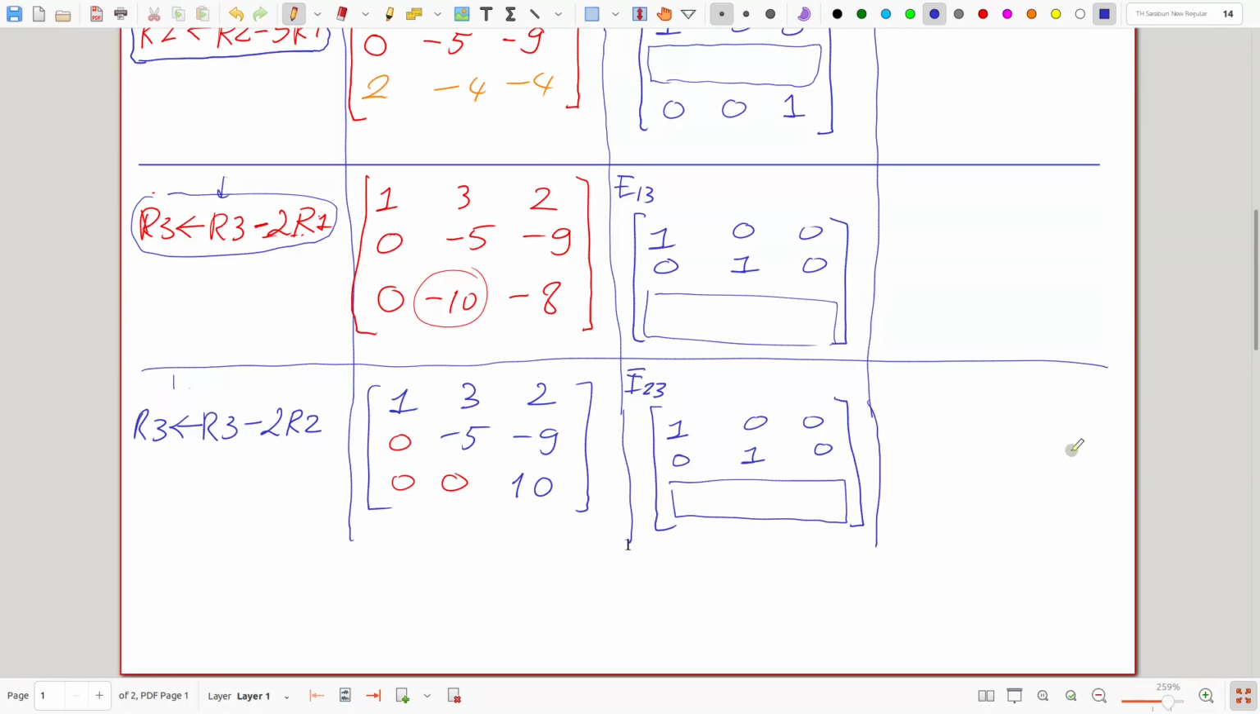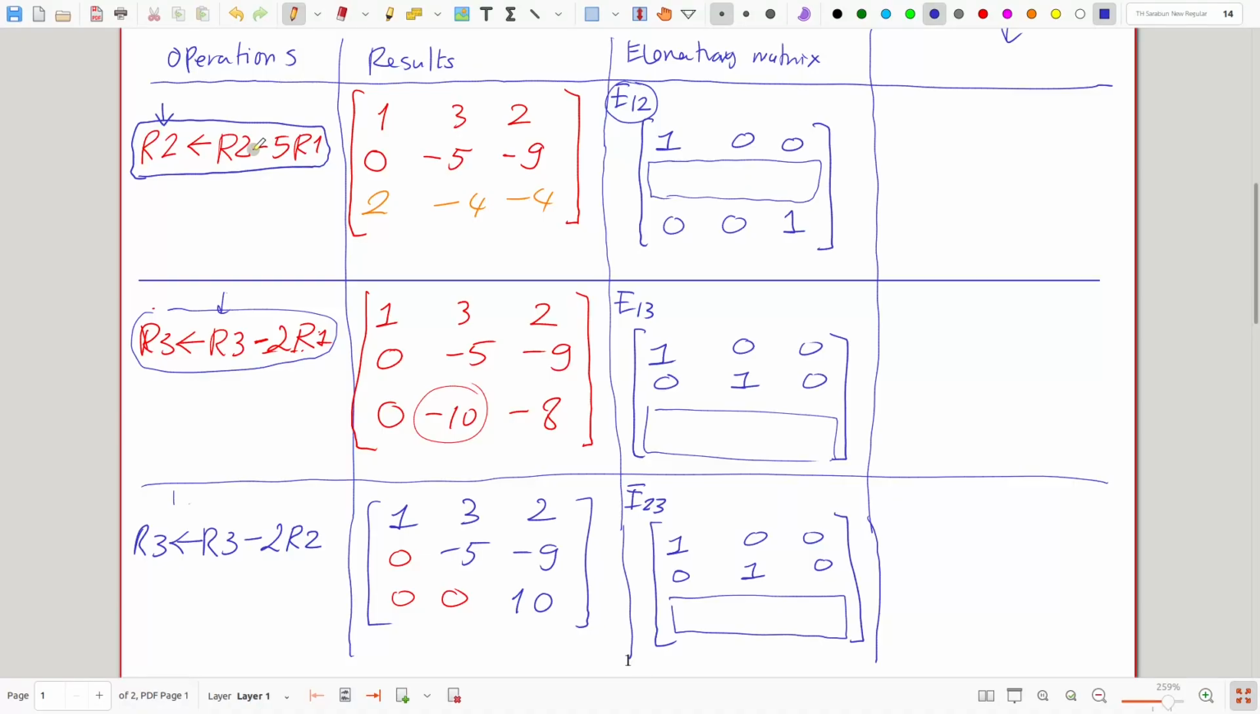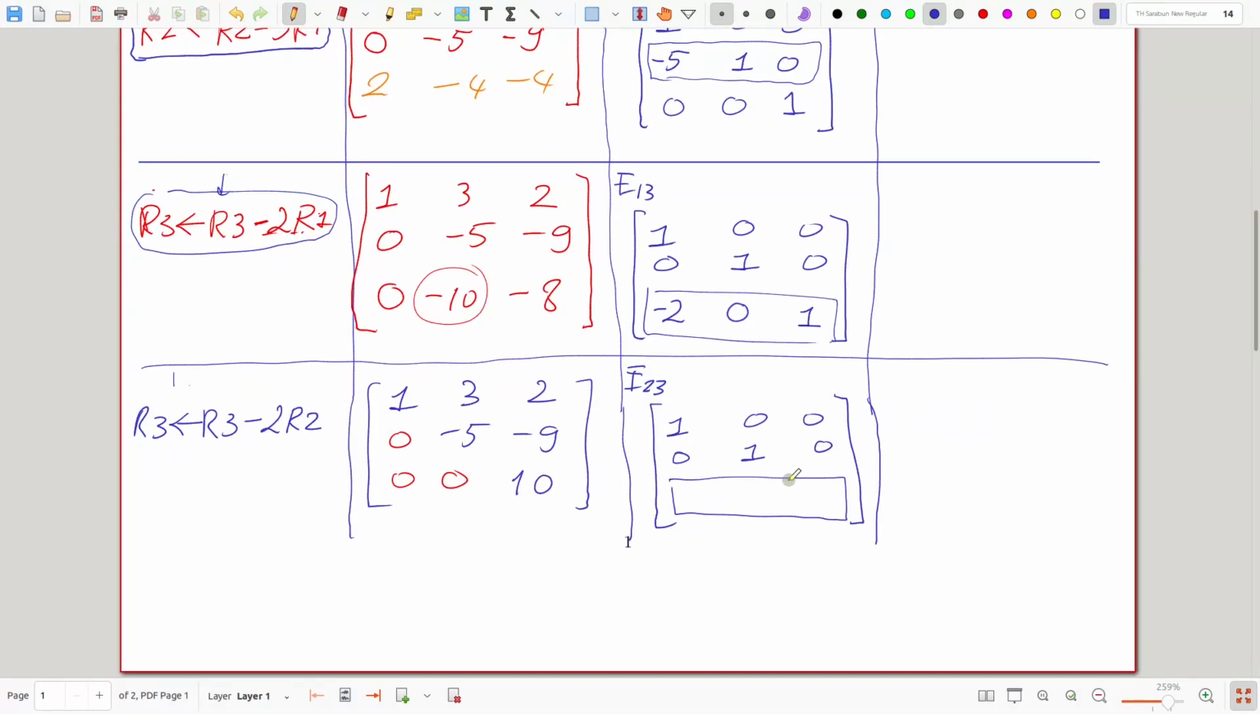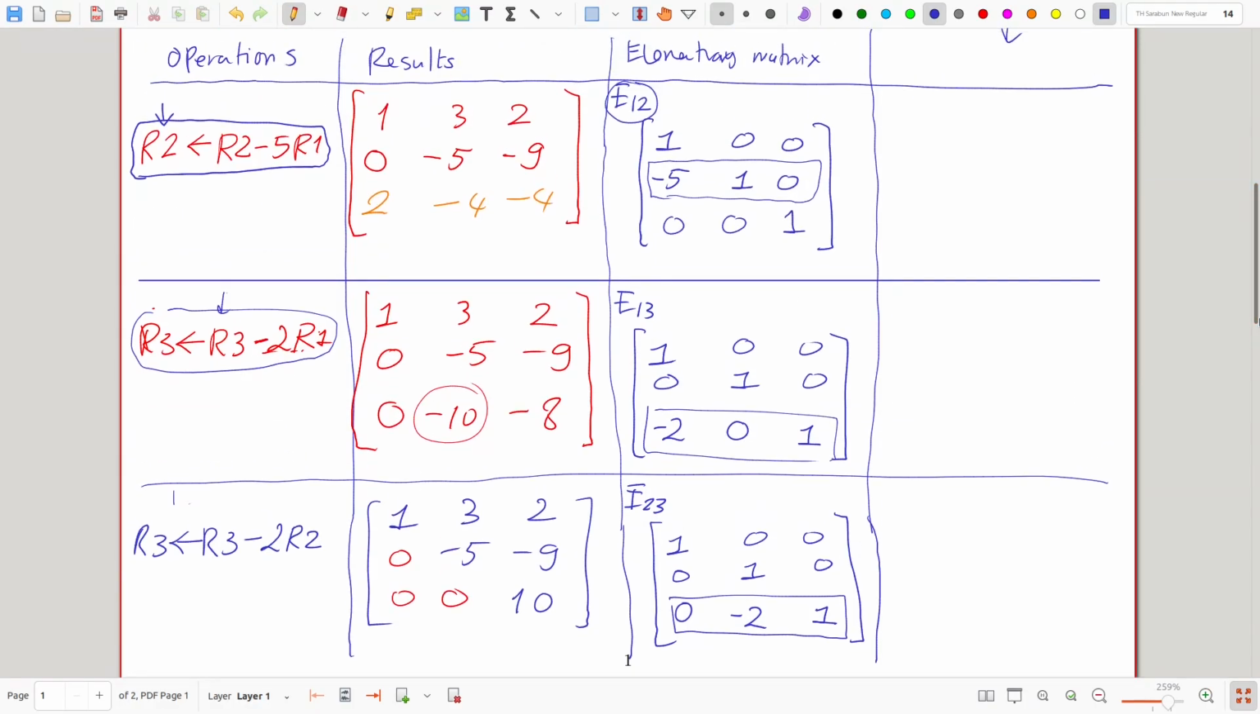Okay, now let's figure out the elementary matrix. So here we take 1 unit of R2 and minus 5 units of R1. So you put minus 5 here and 1 here. And here you take 1 unit of R3 and minus 2 units of that. So you get minus 2 over there. And here you have 1 and minus 2 over there. Okay, so you should get all this. So these are the results, and these are the elementary matrices.